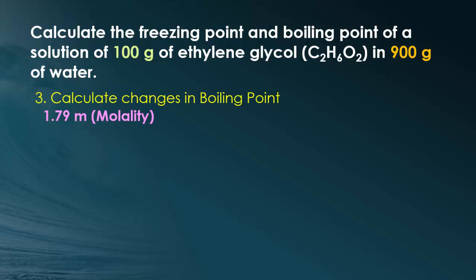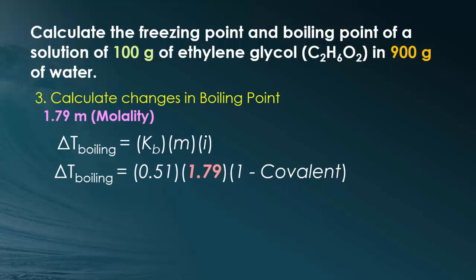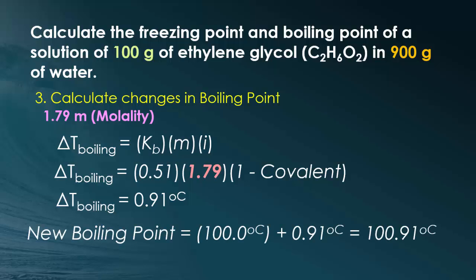Again, still using our molality of 1.79, we're going to be now using the change in boiling point formula. So our delta T is equal to the constant of boiling, which is 0.51, times the molality, which is 1.79, times 1, because it is a covalent structure. And we notice now we have a 0.91 degrees Celsius change in the boiling point. What's the boiling point of water? Well, that's 100. So 100 plus 0.91 tells us that we have 100.91 as our final new boiling point.